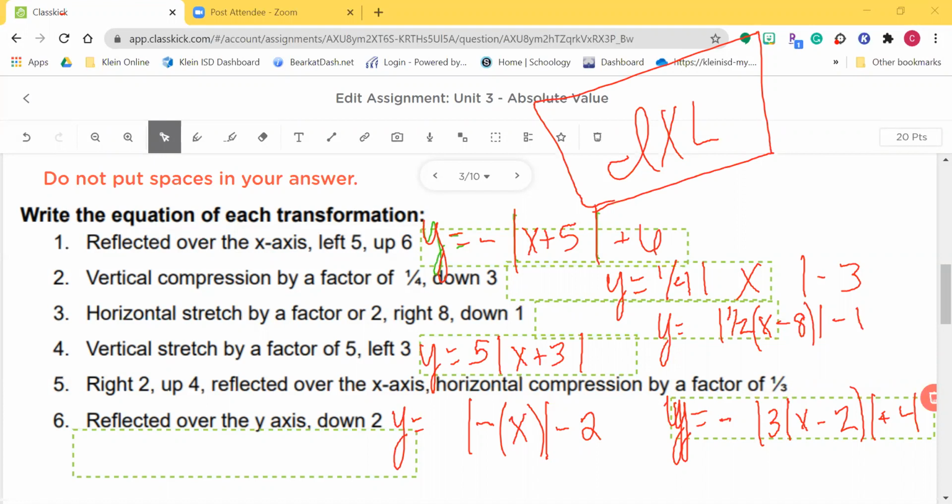Are there questions? Nobody has questions about any of these problems? Tiana, question?